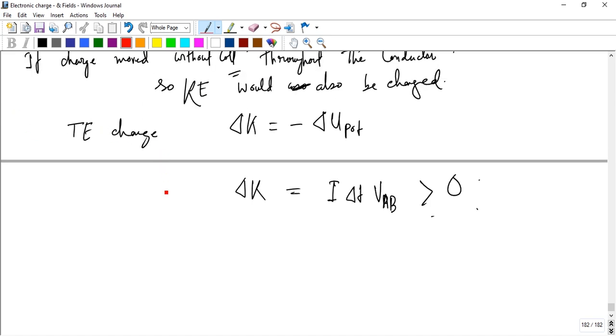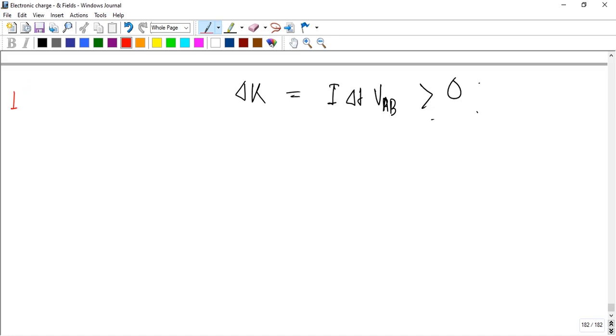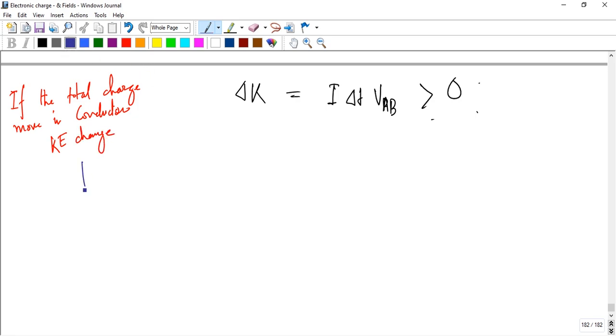Now, there is some block diagram here. Suppose we draw the block diagram: if the total charge moves in a conductor, the kinetic energy changes. So the kinetic energy changes due to the electric field. Now the electrons are accelerated.